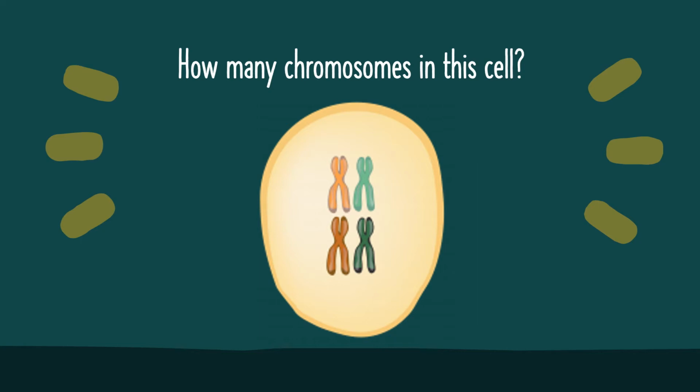How about in this cell? How many chromosomes do you see? Here the answer is 4, because there are 4 discrete pieces of DNA.